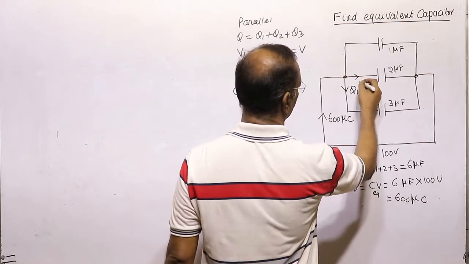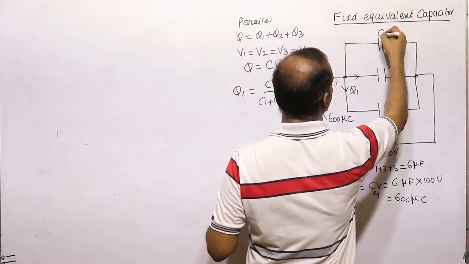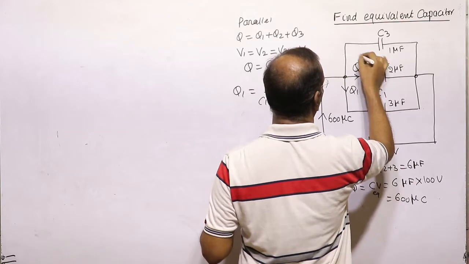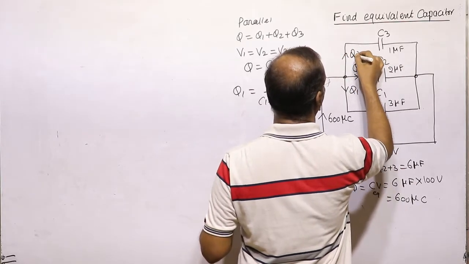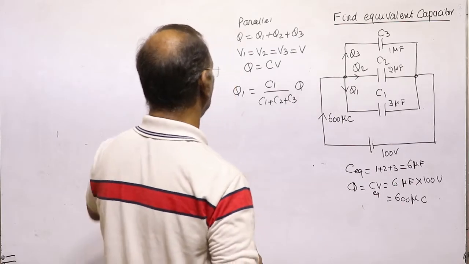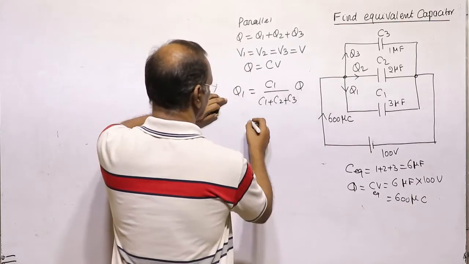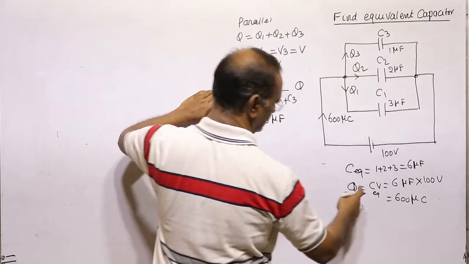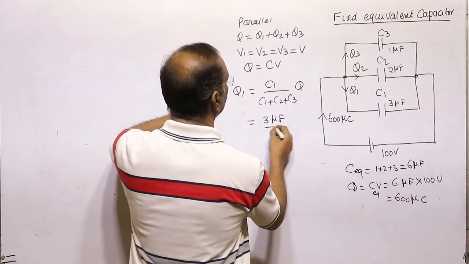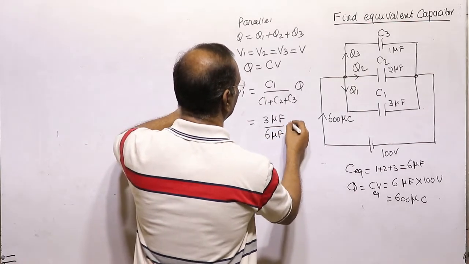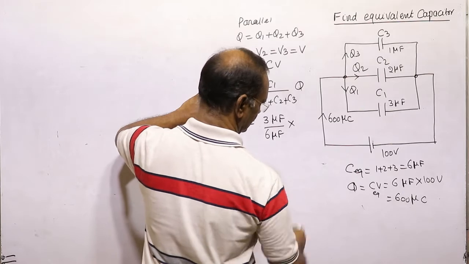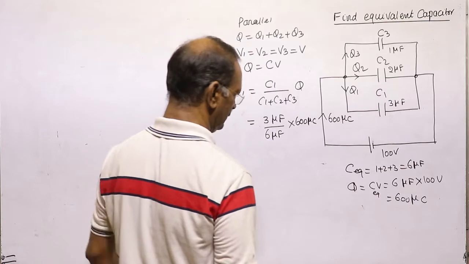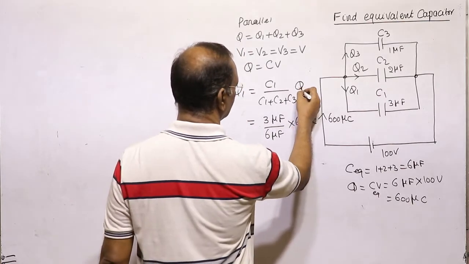We can call the capacitors C3, C2, C1, with charges Q1, Q2 and Q3. And what is Q1? Q1 is equal to C1, which is 3 microfarad, divided by C1 plus C2 plus C3, which is 6 microfarad, into the net charge, which is 600 microcoulomb.